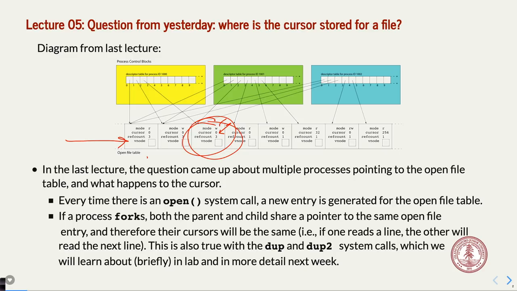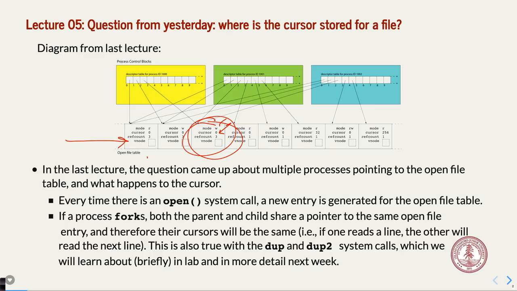The difference is that when we do fork, for instance, we know that you copy all of the memory, and therefore they will indeed point to the same place in the open file table. So it is true that processes can point to the same open file table record, which will have one cursor for where in the file you are.